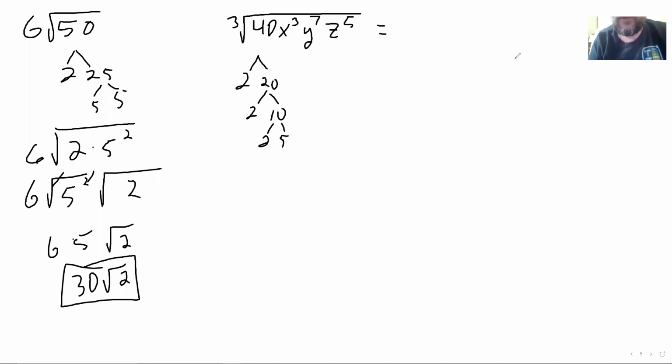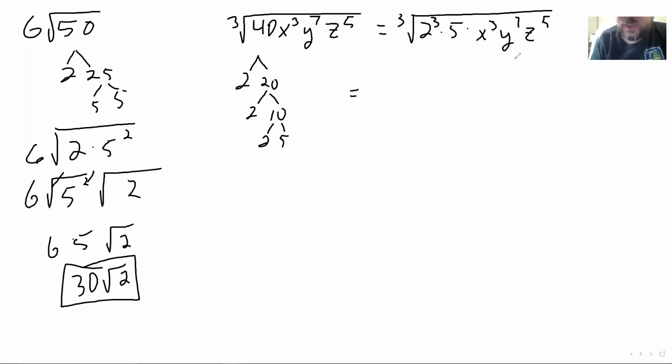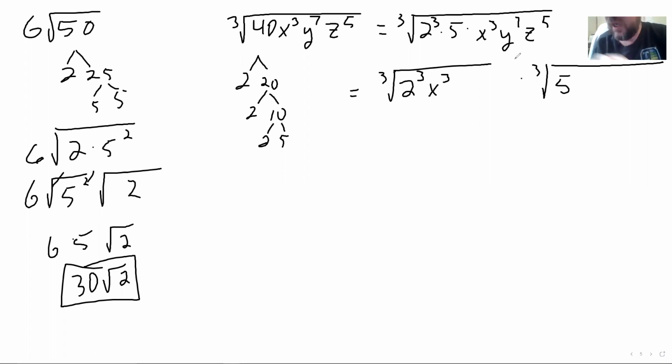So this is the third root of 2 to the third times 5 times x to the third, y to the 7th, z to the 5th. And I'm going to break that into 2 pieces. 2 to the third, well, I've got 3 2's. That's how many I'm looking for, right? I'm looking for multiples of 3 here. 5, I only have the one 5, so that has to go over here. I've got 3 x's. Those all go here. I've got 7 y's, so I can put 6 y's over here, not just 3 of them. And that leaves me 1 to go over there. And then z to the 5th, I can put 3 z's here, and that leaves me 2 z's left over there.